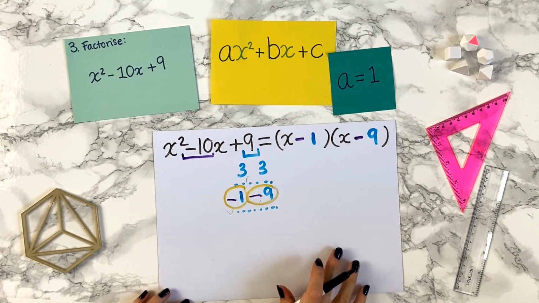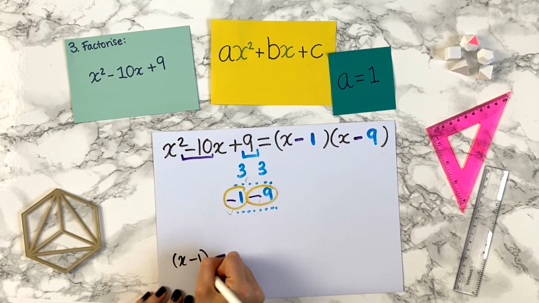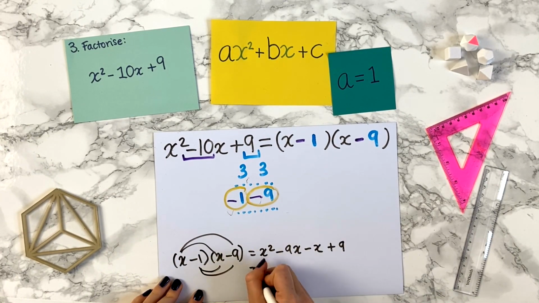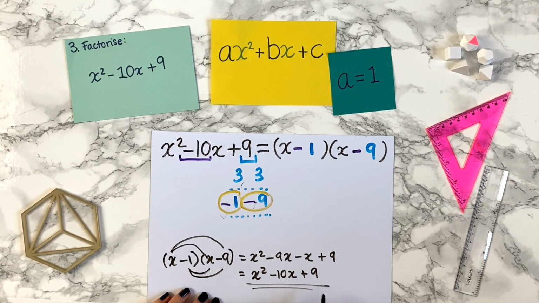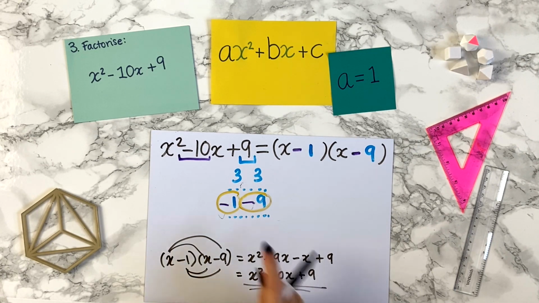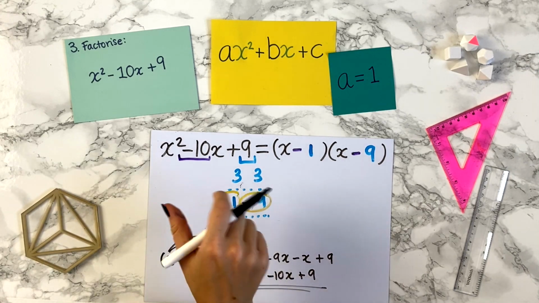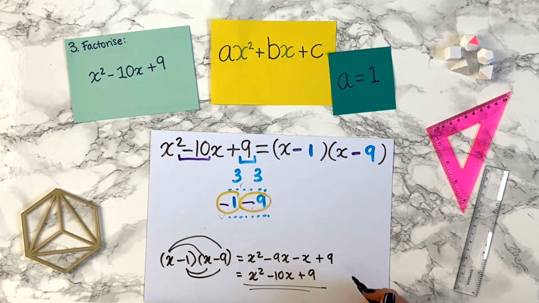And again, let's do a quick check. So we can expand this out. So you can see that if we expand this out and simplify, we get the same expression. So that's just a quick check you can do in an exam or anything to make sure that you do have the correct expression. Yeah, so there we go. That was this expression factorised.